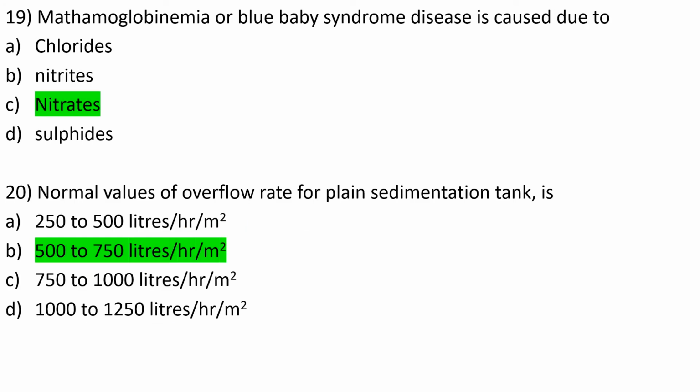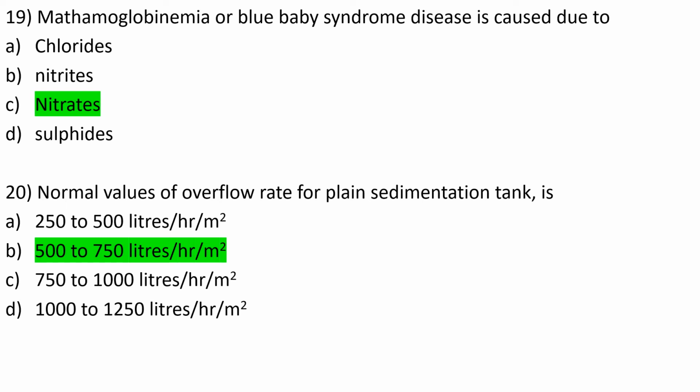Question number 19. Methemoglobinemia or blue baby syndrome disease is caused due to, we have four options. A, chlorides, B, nitrites, C, nitrates, and D, sulphates. So this is a very common question in PSC or GATE. So the answer is nitrates. So methemoglobinemia or blue baby syndrome is caused due to nitrates.